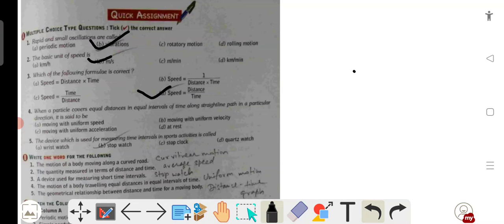When a particle covers equal distances in equal intervals of time along a straight line path in a particular direction, it is said to be moving with uniform speed. When a particle covers equal distances in equal intervals of time, it is a uniform motion. And when unequal distances are traveled in equal intervals of time, it is a non-uniform motion.